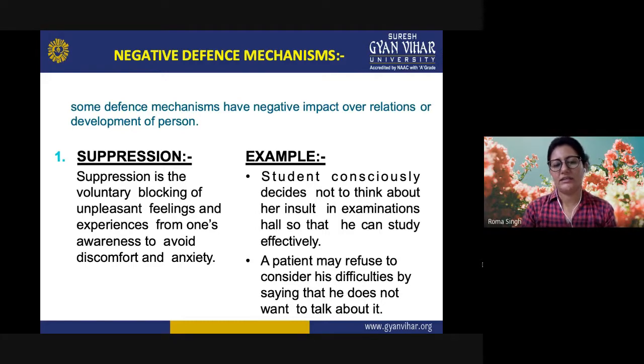Another example, a patient may refuse to consider his difficulties by saying that he does not want to talk about it. This is how we suppress our feelings sometimes. We sometimes don't want to talk about the negative things in our life, or some mishappenings which have taken place in our life. This is how we suppress our emotions. We want to forget about it for some time, and we present before others that we act as if nothing has happened. So this is how suppression works.